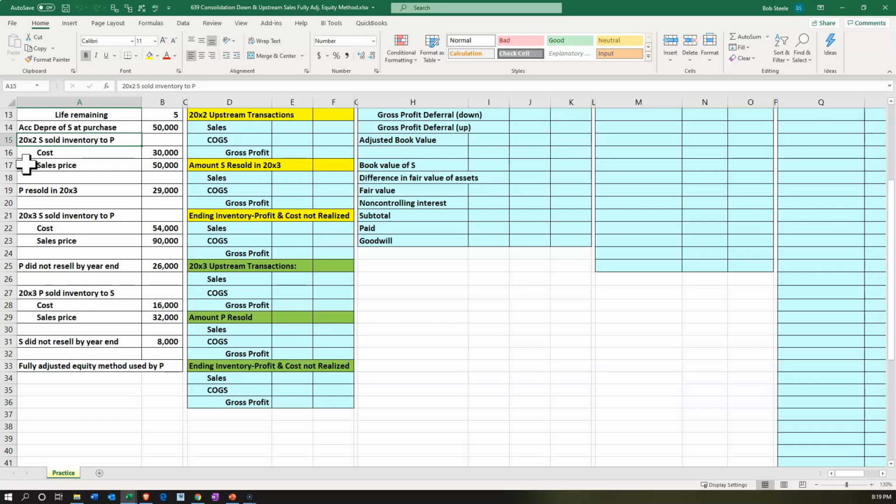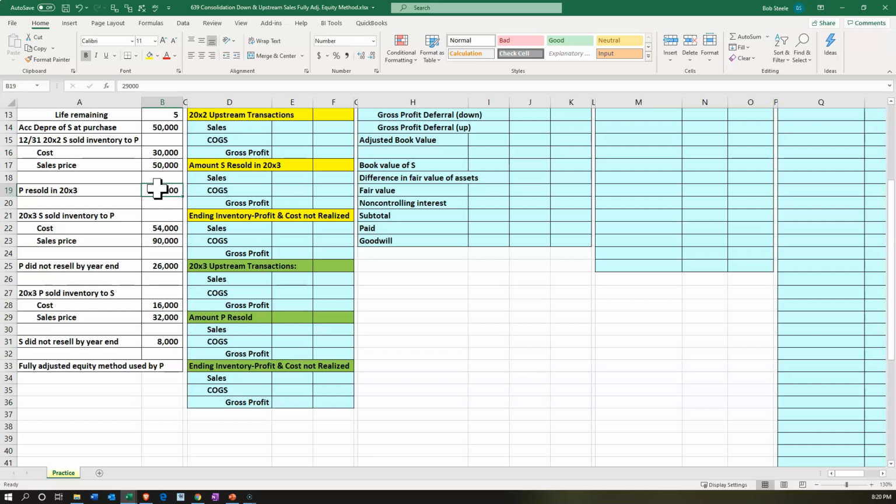We're saying it wasn't sold in 2000X2. It was actually sold in 2000X3, and we didn't even sell all of it in 2000X3. So we had 29,000 left over in 2000X3. So I'm even going to say here it was 12/31 2000X2. So none of it was sold in 2000X2, and we didn't even sell all of it in 2000X3.